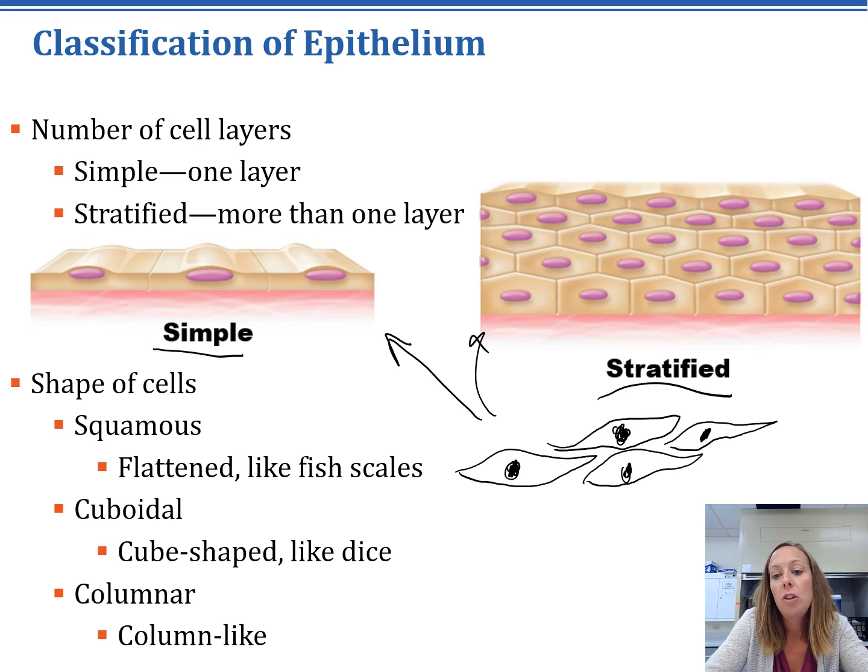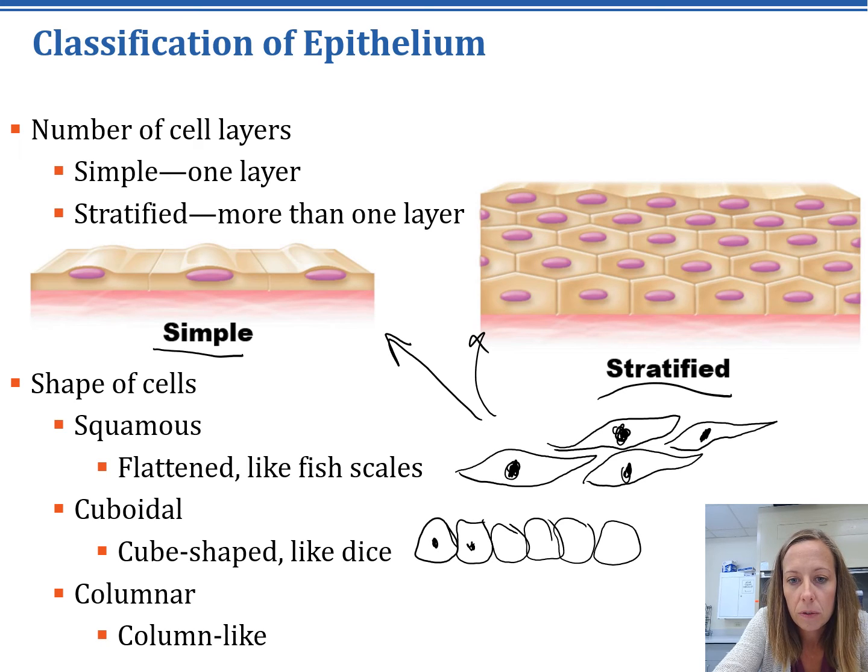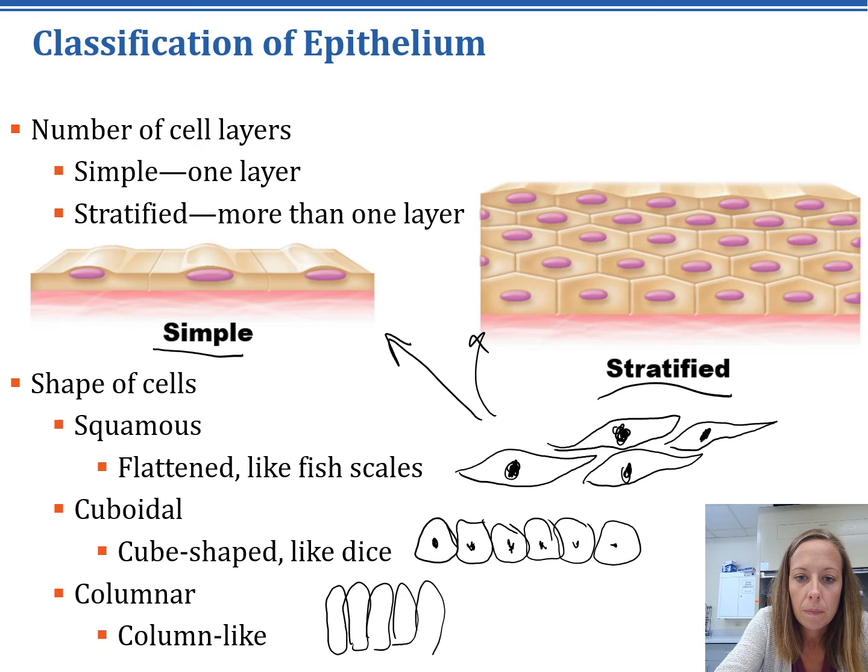You can also have cuboidal cells. These are going to be squarish. They're not perfectly square, but the width and the length are kind of the same. So they look like this. And there's a nuclei in each one. Those are cuboidal cells. And then you have columnar cells, which look like this. And they have nuclei like this.